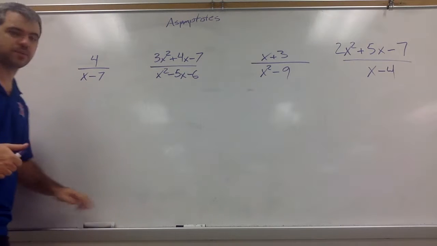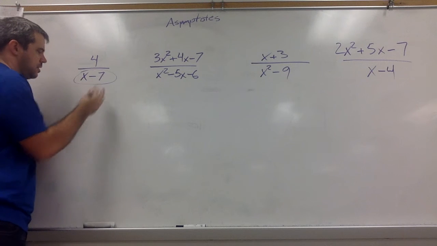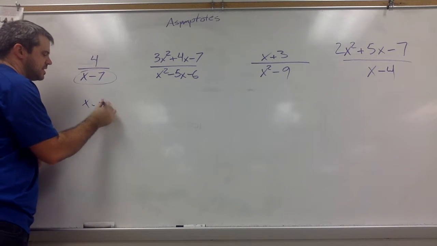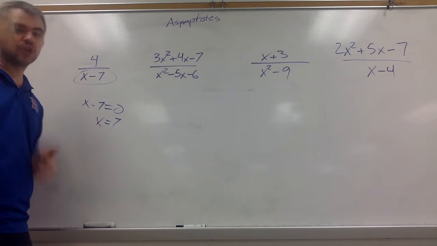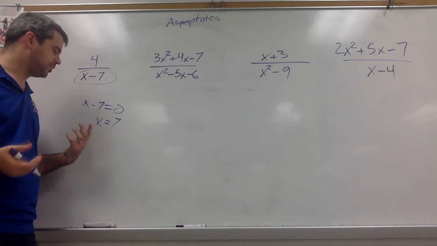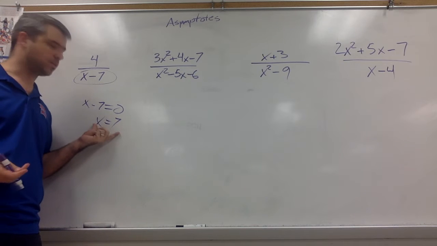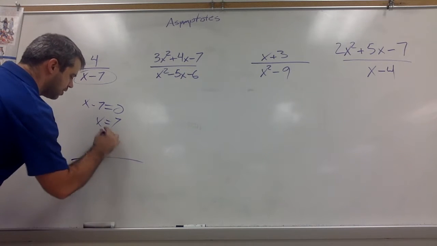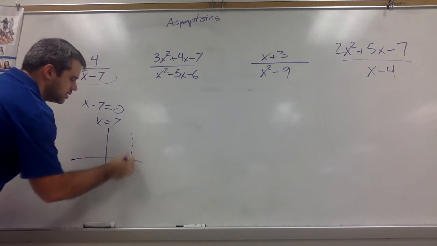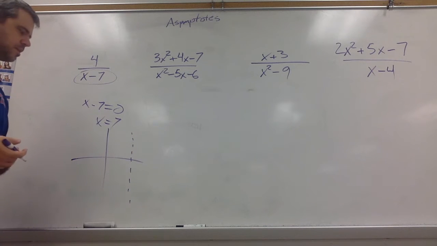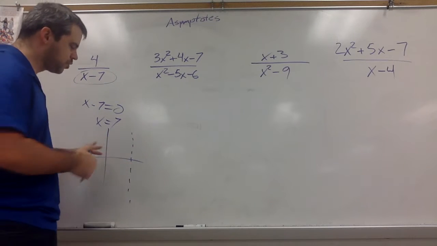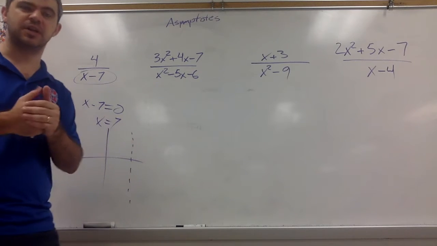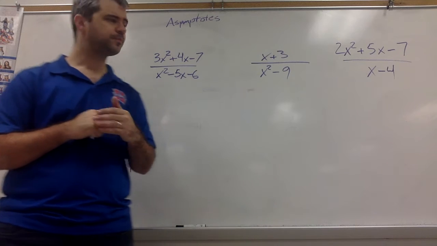So let's start with an easy one. This guy right here. When does x minus 7 equal 0? Well, that's when x equals 7. So we're going to see a vertical asymptote on the line x equals 7. So if we're graphing this guy, we're going to see something along those lines. And once we graph the other asymptote, we're going to have a really good idea of what's going on here.